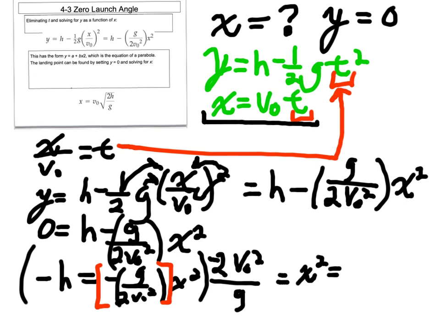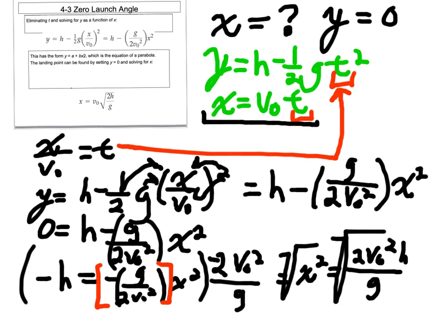x squared equals 2 v naught squared h over g. And then I take the square root of both sides, and once I've done that, I arrive at this equation here. That's the equation for distance of a projectile launched at a 0 angle.